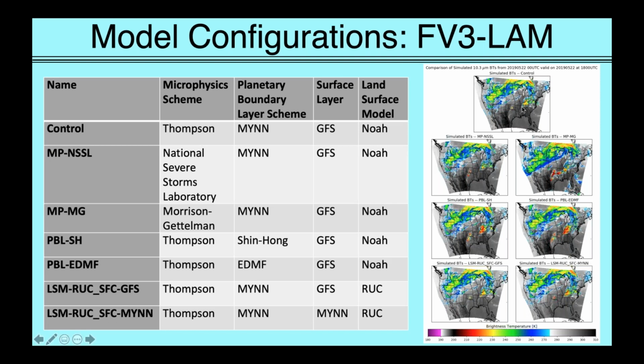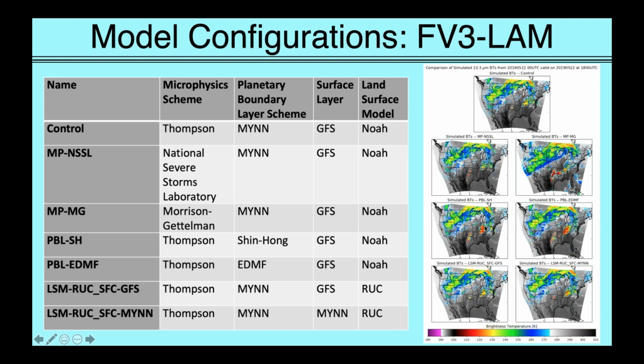So here's our control. Look at the Morrison-Gettleman scheme. There are a lot more clouds over the Arklatex region, Oklahoma, Arkansas, Louisiana, Texas. This is in stark contrast also to the NSSL scheme, which has a lot fewer objects.